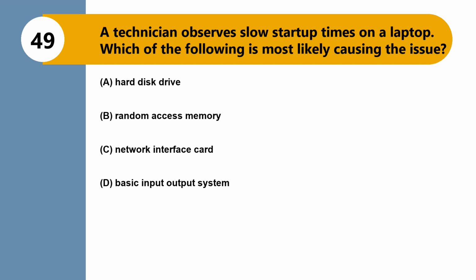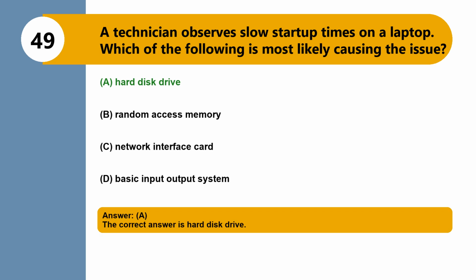Question 49. A technician observes slow startup times on a laptop. Which of the following is most likely causing the issue? Option A, hard disk drive. Option B, random access memory. Option C, network interface card. Option D, basic input-output system. The correct answer is option A, hard disk drive.